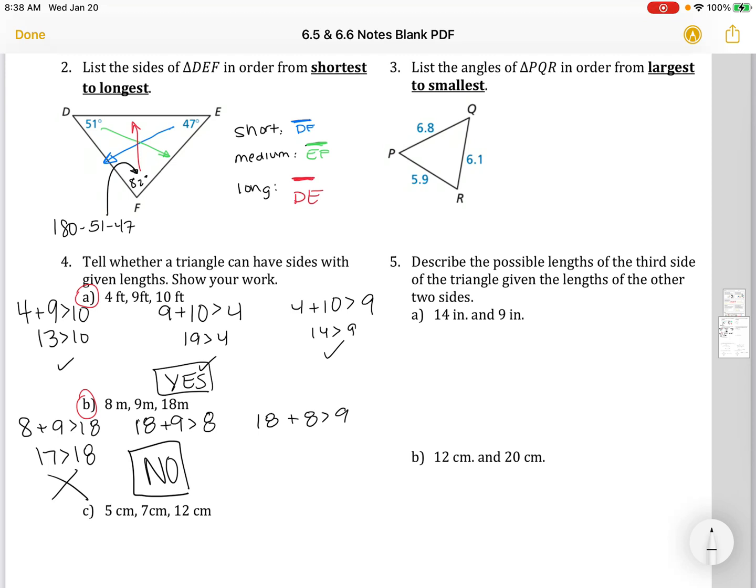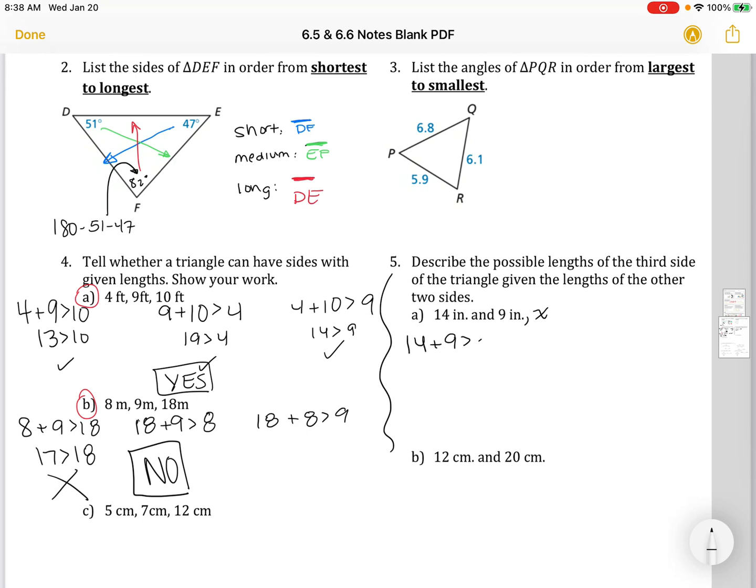The next thing that we are going to do is 5A. With every triangle, if I'm given 2 side lengths, there is a range in which the third side could be. There are multiple possibilities that work, so we need to figure out that range of possibilities. Here's how it's going to work. I'm going to use that inequality again, and I'm going to call my third side x.